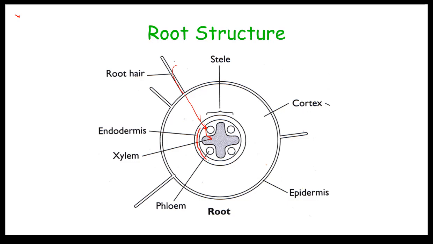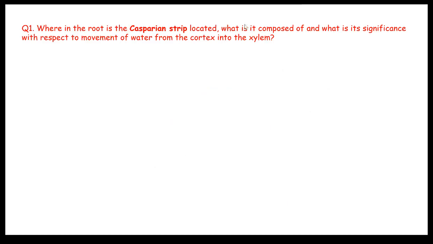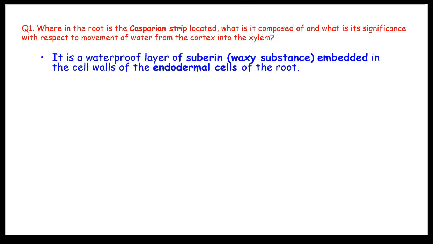Now remember, our wee Casparian strip is found within the endodermis. So where in the root is the Casparian strip located? What is it composed of, and what is its significance with respect to the movement of water from the cortex into the xylem? Now this bit's pretty important, and there's some important terminology here. So the Casparian strip is a waterproof layer made up of suberin, which is a waxy substance, and you'll know wax is waterproof, embedded in the cell walls of the endodermal cells of the root. So the Casparian strip is found in the endodermal cells, and it's made up of suberin.